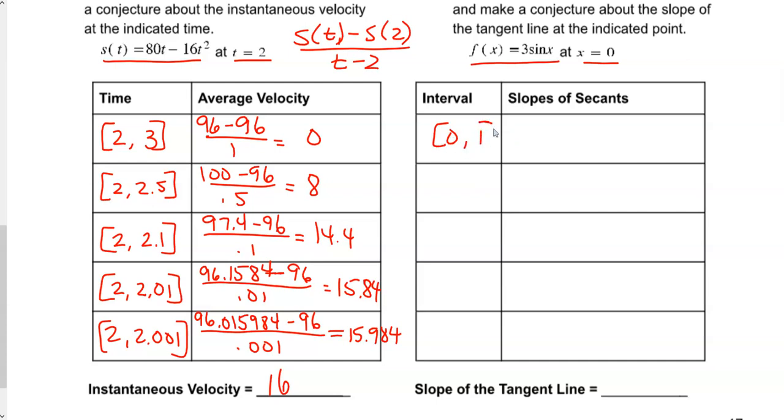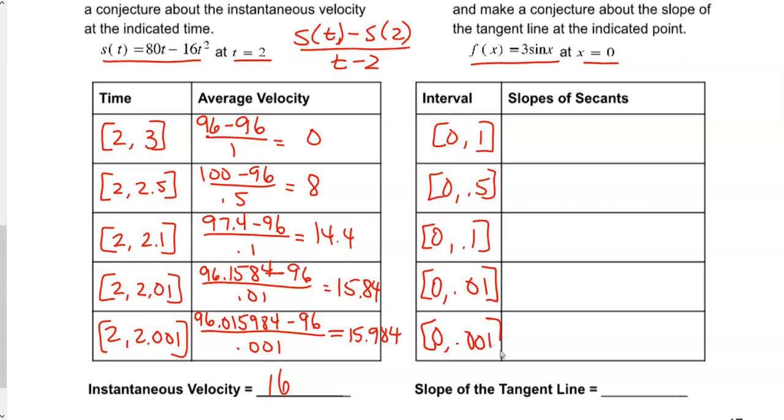So I'm going to just look at the positive side to the right of 0. I'm going to go 0 to 1, then 0 to 0.5, then 0 to 0.1, then 0 to 0.001. Oops, I'm off. 0.01 is what that should be. Trying to add too many zeros in first. And then 0 to 0.001 would be my final interval that I have there.